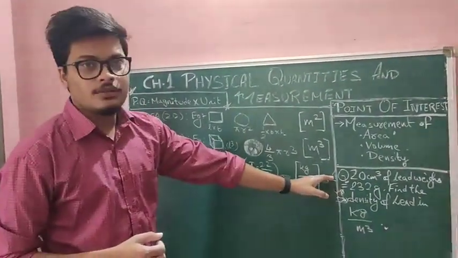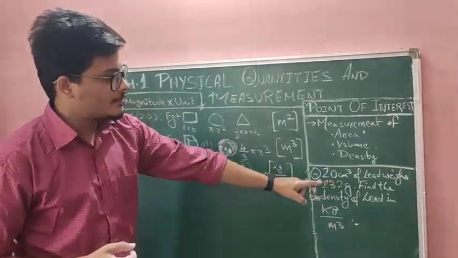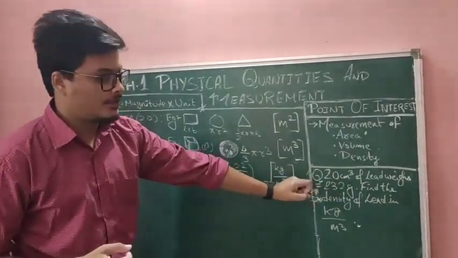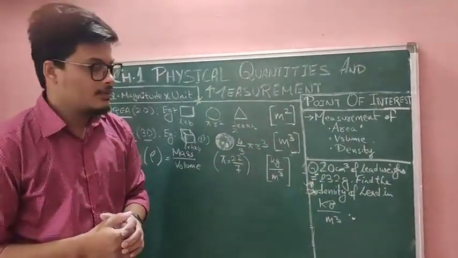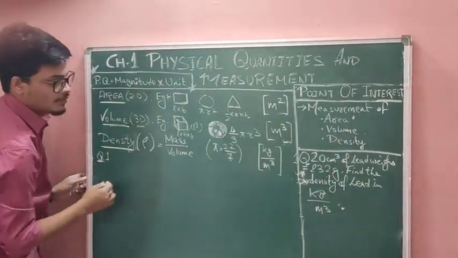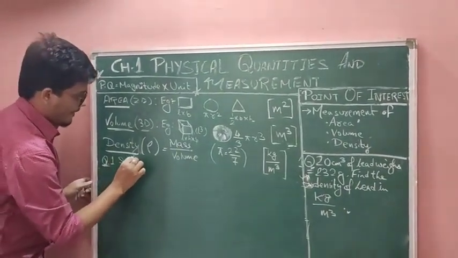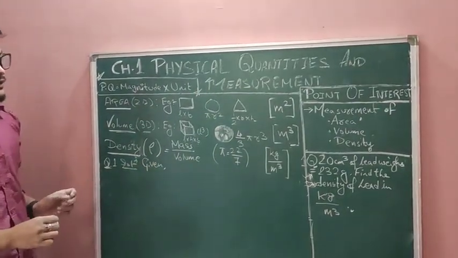You can focus over here. 20 centimeter cube of lead weighs 232 gram. Find the density of lead in kilogram per meter cube. So let's solve this numerical quickly. Question number 1. Solution. Always write given. The given data. What is given to us?